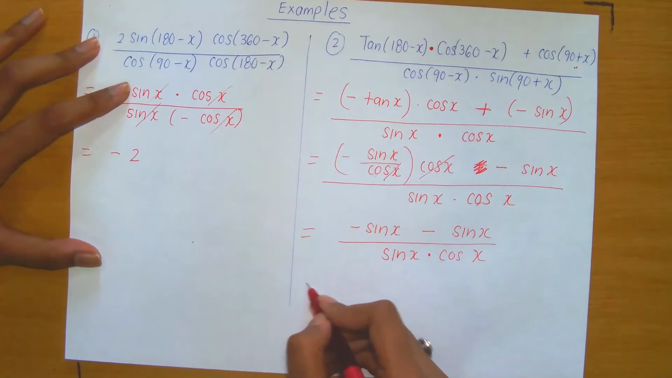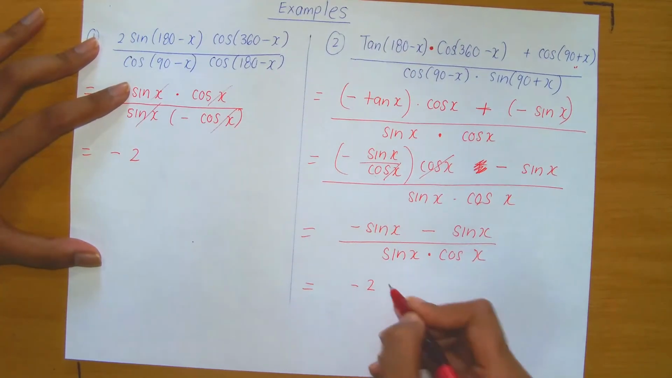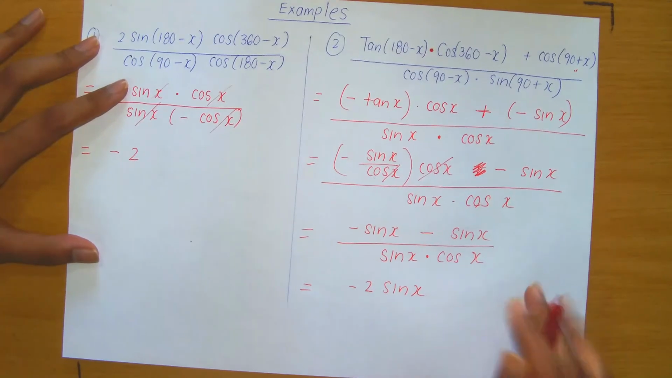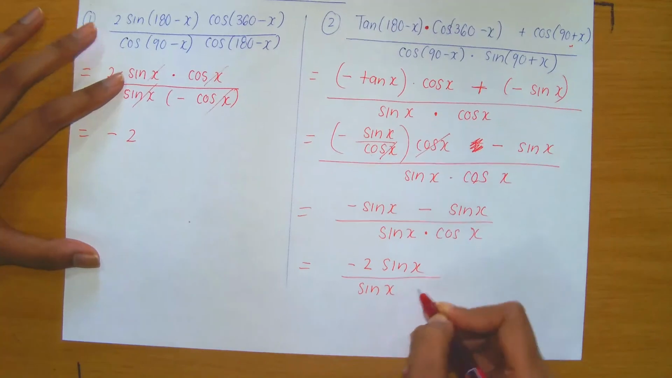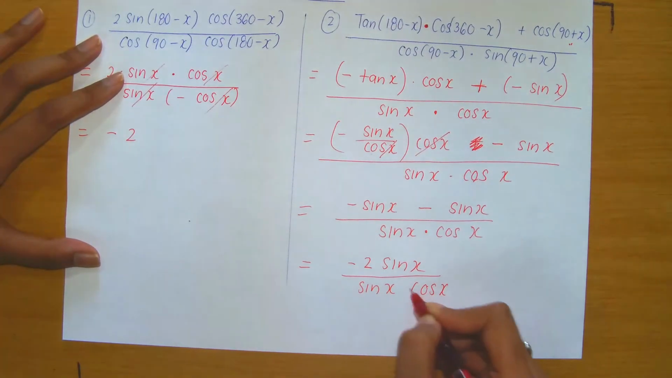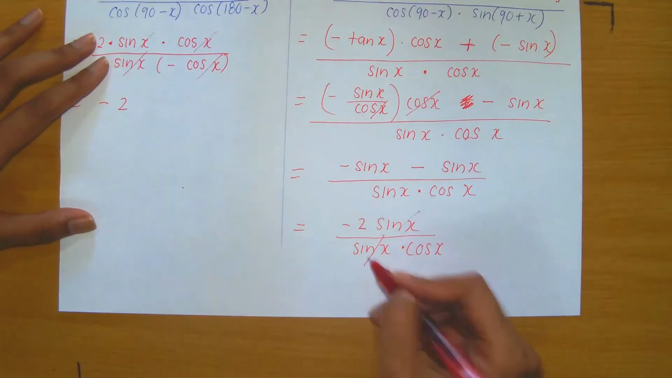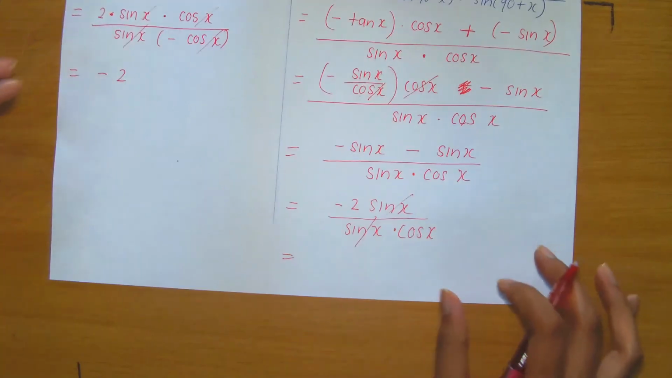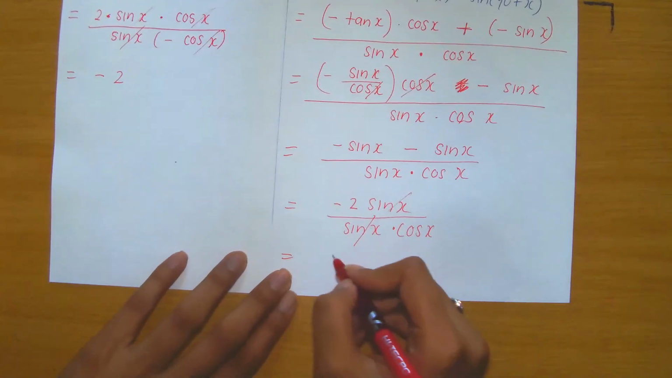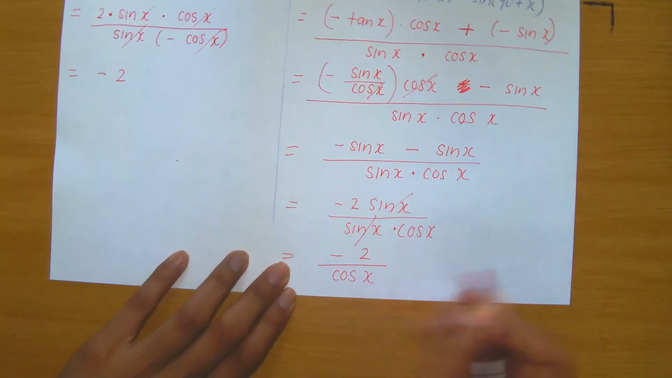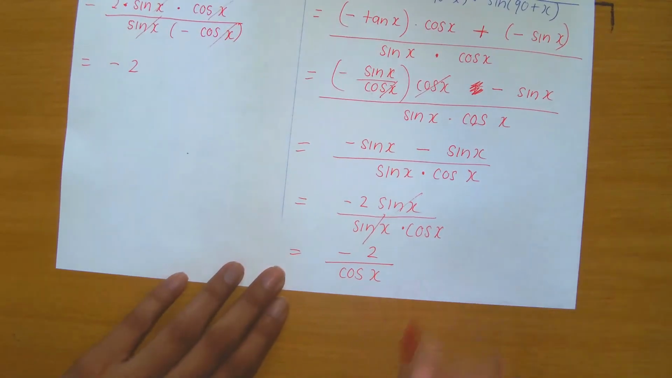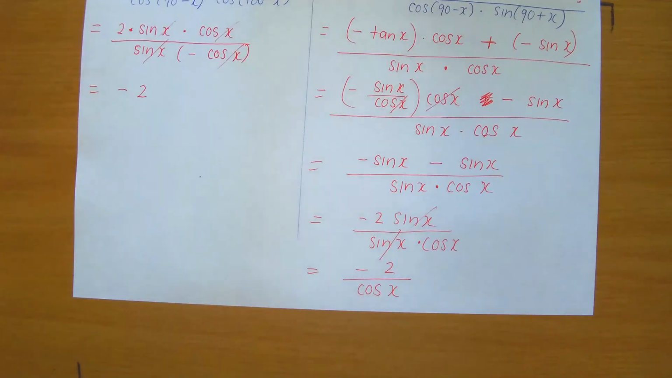So minus sine x minus sine x is minus 2 sine x. And again, this is being divided by sine x times cos x. So now we can simplify. We observe that sine x cancels. I'm left with negative 2 in the numerator divided by cos of x. And that's the final answer. Right, and that's where I'm ending.